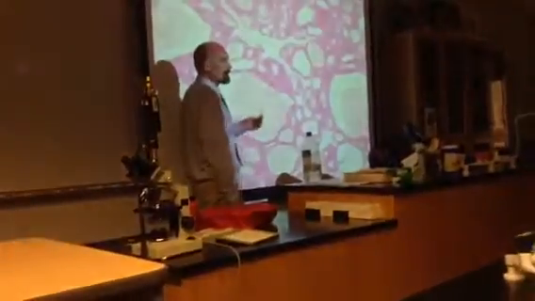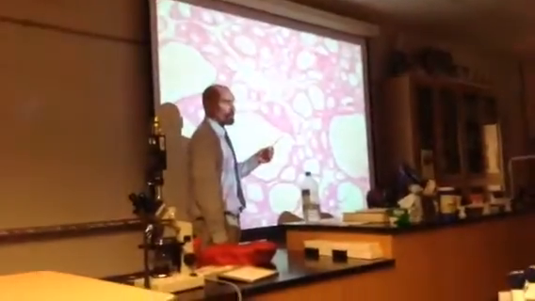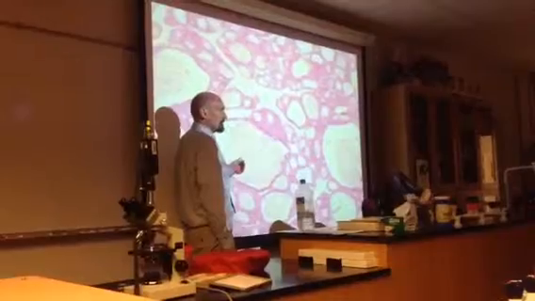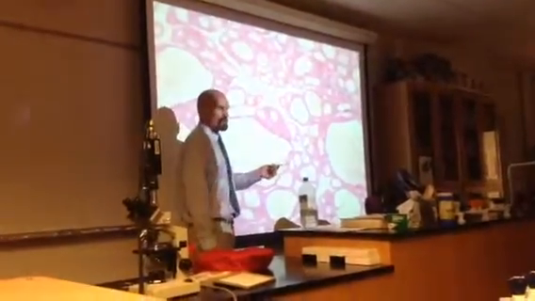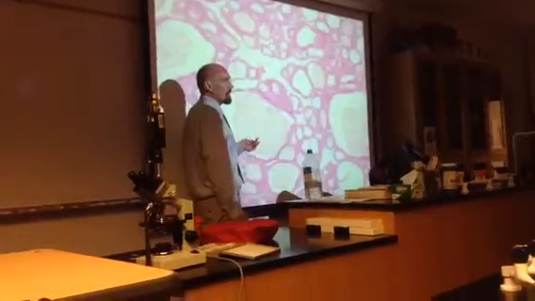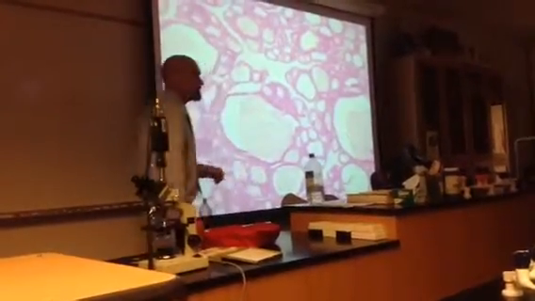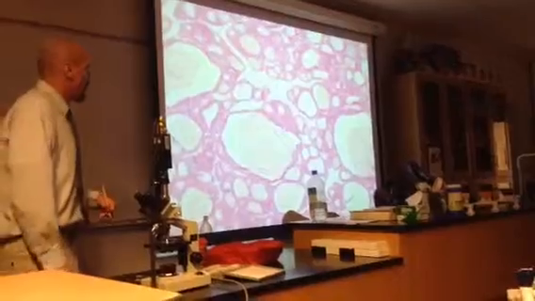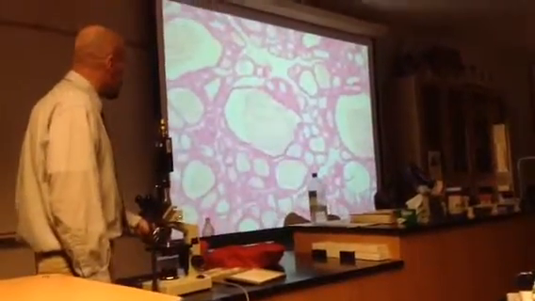What's in the center of this thyroid follicle? Thyroglobulin, or you can call it thyroid colloid. And that's going to be all the ingredients necessary to make T3 and T4. So the amino acid tyrosine, iodine, or whatever other junk you need to make T3 and T4.